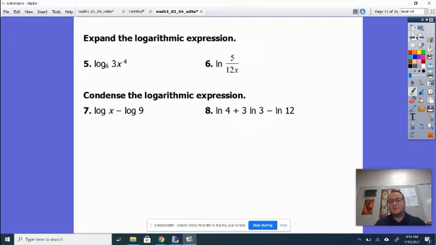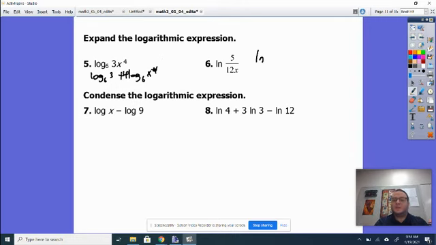Okay, so that's the first chunk of what you need to be able to do today. Real quick, just some of these, expanding this one, what it's asking you to do here is we want to separate these first. So log base 6 of 3 plus log base 6 of x to the fourth. Okay, I can bring that 4 down and put it here.